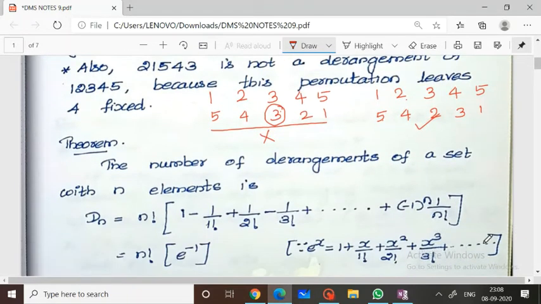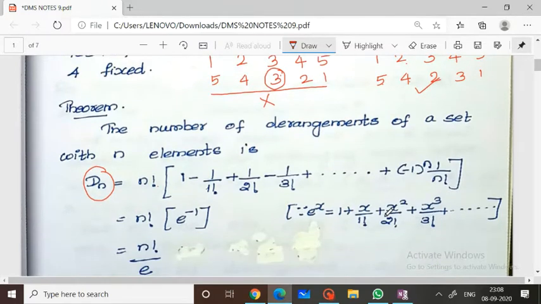There is a theorem introduced here, and you have to learn the statement. The number of derangements of a set with n elements, denoted by the symbol dn, is equal to n factorial into 1 minus 1 by 1 factorial plus 1 by 2 factorial minus 1 by 3 factorial plus etc., up to minus 1 raised to n into 1 by n factorial.